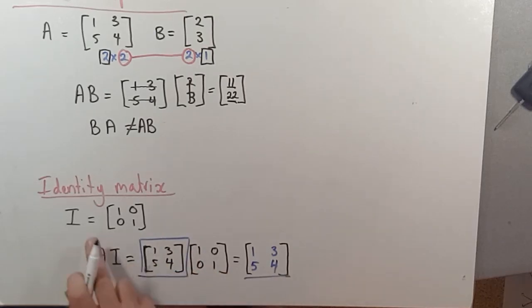Multiplying by the identity matrix is equivalent to multiplying normal numbers by 1. This is like our 1. So 3 times 1 is 3, you get out the same answer. This times the identity gives you the same answer.